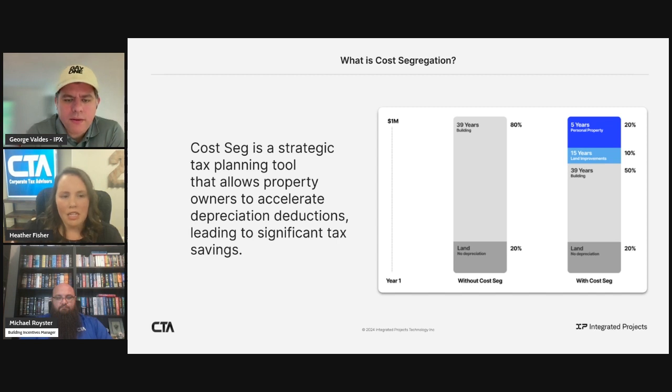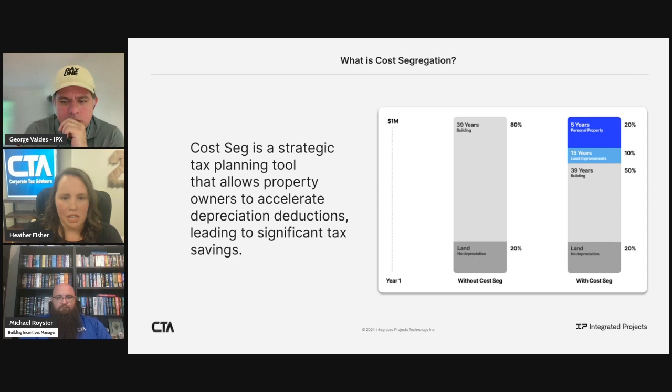So we're making the assumption that many of you who are watching are probably familiar with cost segregation, so we don't want to dive deep into that, but I do want to give a high level overview in case there are some who aren't familiar with it. Basically, cost segregation is a tax planning strategic tool that helps owners accelerate depreciation. What we do is break down your acquisition costs, not including your land.